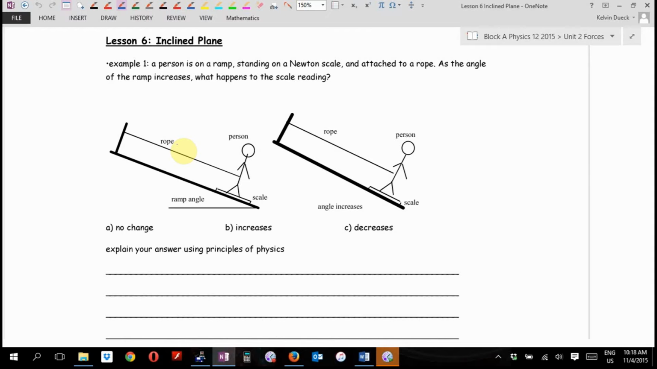So here's our first little thought experiment. A person is on a ramp, and they're standing on a scale that measures in newtons, attached to a rope. As the angle of the ramp increases, what happens to the scale reading? A, no change. B, increases. C, decreases.